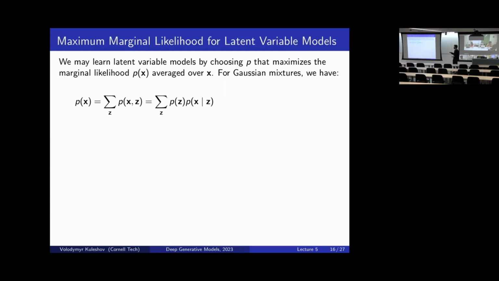Therefore, we have to do this sum to get the correct formula for P of X from this other definition. In particular, if P of Z and P of X given Z represent a mixture of Gaussians, then this will be the probability of X. It will be the weighted probability of X under each of K components of the Gaussian. That's just the standard definition of the probability under a mixture of Gaussians.